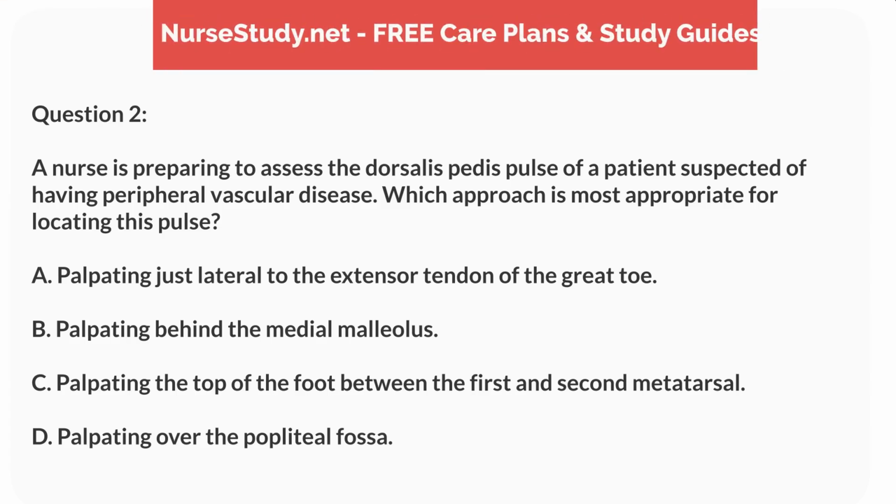Question 2. A nurse is preparing to assess the dorsalis pedis pulse of a patient suspected of having peripheral vascular disease. Which approach is most appropriate for locating this pulse? A. Palpating just lateral to the extensor tendon of the great toe. B. Palpating behind the medial malleolus. C. Palpating the top of the foot between the first and second metatarsal. D. Palpating over the popliteal fossa.